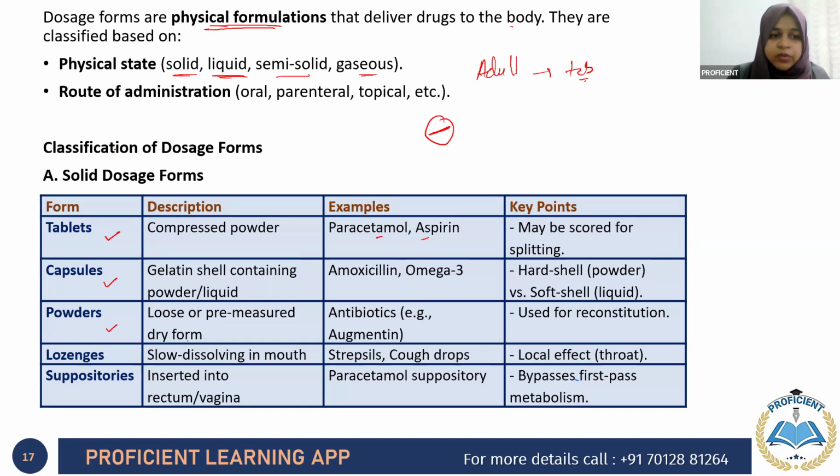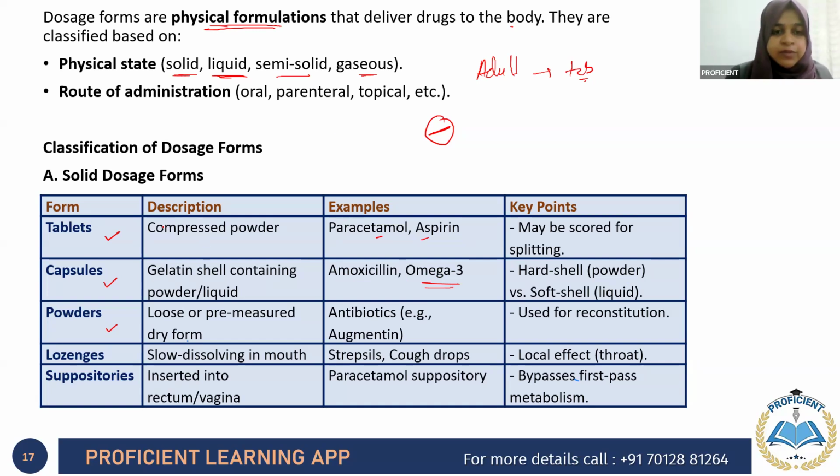Then you have capsules. You have two different types of capsules: hard gelatin capsules and soft gelatin capsules. Hard gelatin capsules usually contain powders or sometimes pellets, like in omeprazole. Soft gelatin capsules usually contain liquids, like pudin hara. It is soft. Fish oils come in soft gelatin capsules. Omega 3 contains omega 3 fatty acids, right?